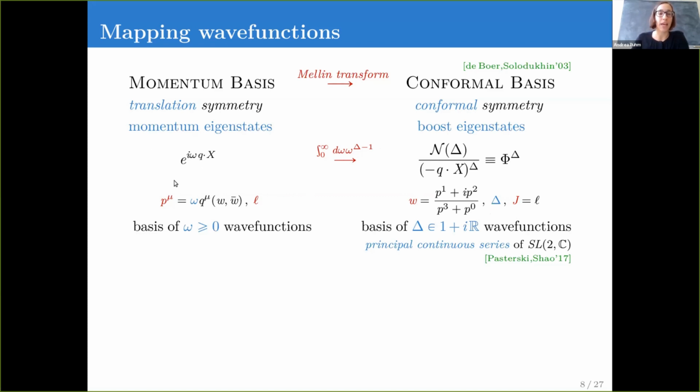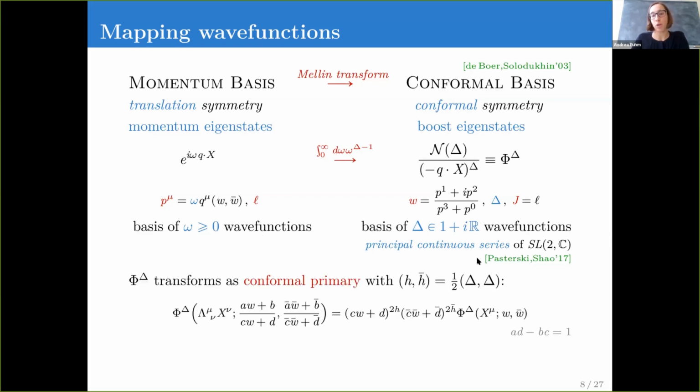Plane waves with energy omega and momentum p, or equivalently null vector q, now get mapped to boost eigenstates, which are given by 1 over the null vector dotted into the spacetime vector to the power delta. A basis of finite energy wave functions is now mapped to a basis of new wave functions. And these wave functions have the property that the conformal dimension lies on the principal continuous series of the Lorentz group. So in order to have a complete delta-function normalizable basis, the condition on delta is that its real part has to be 1 and its imaginary part is a real number.